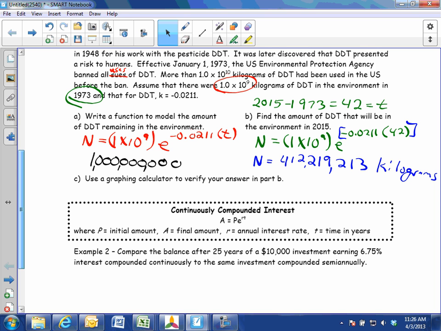Get it? It's not on the screen. Okay, you're gonna just do it quite a bit. I'm gonna set your window maybe, and zoom out.